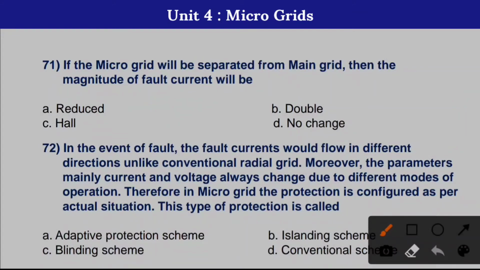71. If the microgrid will be separated from main grid, then the magnitude of fault current will be. Here correct option is option number A, reduced.